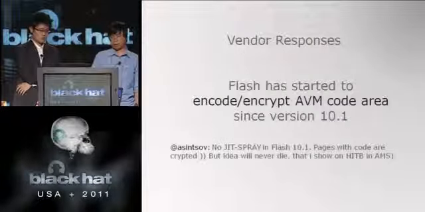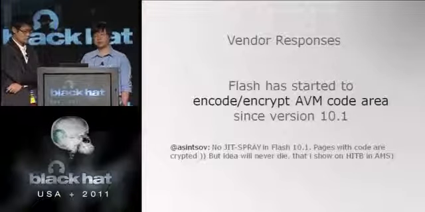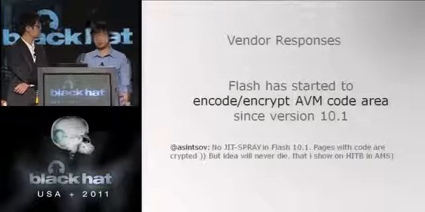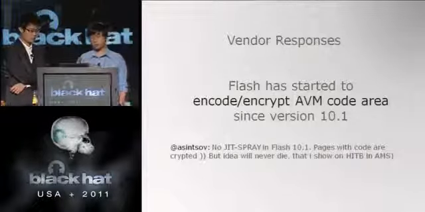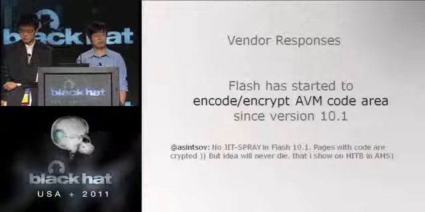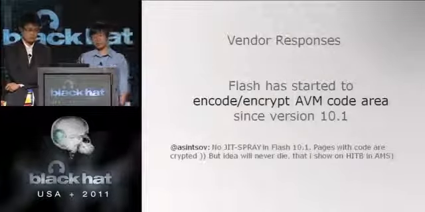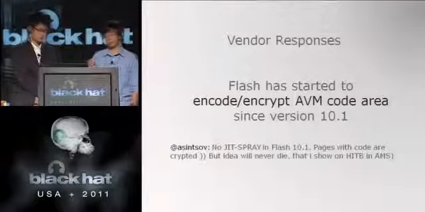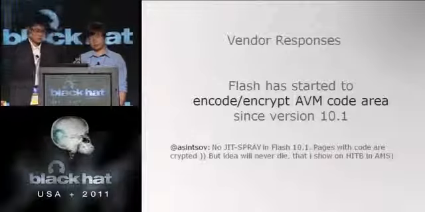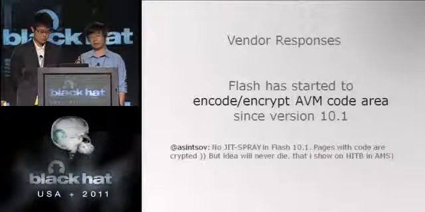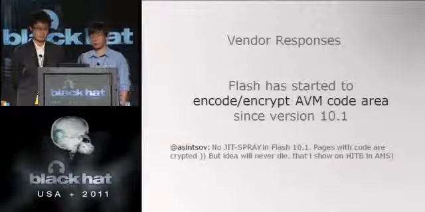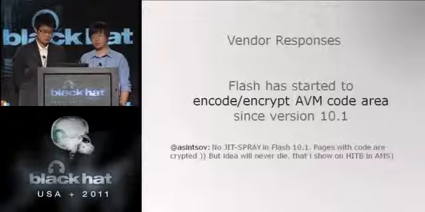And also, Flash has started to encrypt the AVM code area since version 10.1. So Flash JIT spraying doesn't work anymore since 10.1. Not only does it encrypt AVM code, the new version of Flash also provides better ASLR. So it is difficult to write an exploit for Flash. So these advanced protection technologies make ROP and JIT spraying more difficult. However, later we will show you how we defeat EMET and bring JIT spraying back again.